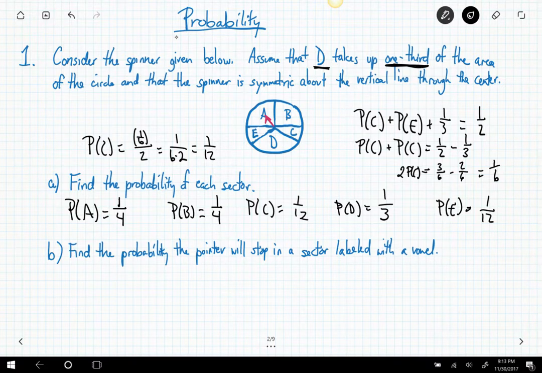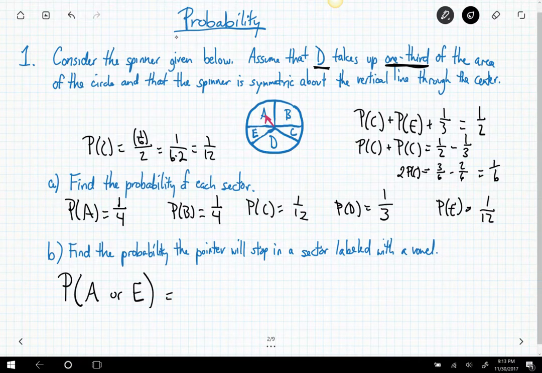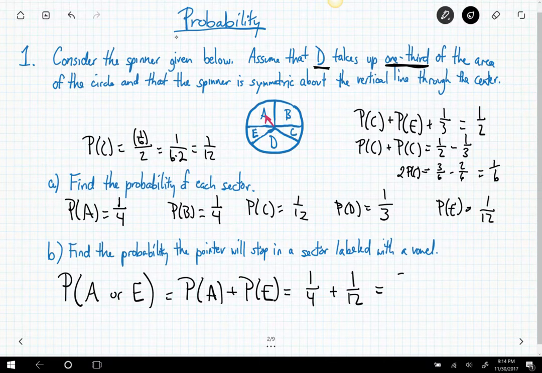So find the probability the pointer will stop in a sector labeled with a vowel. Well, let's think of our vowels. We have A, B is not, C is not, D is not, but E is. So A or E. Well, since those are disjoint events, we can actually break them up. There's a nice rule of probability. So you have probability of A plus the probability of E. And then what happens? Well, the probability of A, we already know, is 1/4. And the probability of E, we know, is 1/12. Now, if you want to make a common denominator, you can write this as 3/12 plus 1/12 equals 4/12. So that means our probability happens to be 1/3.